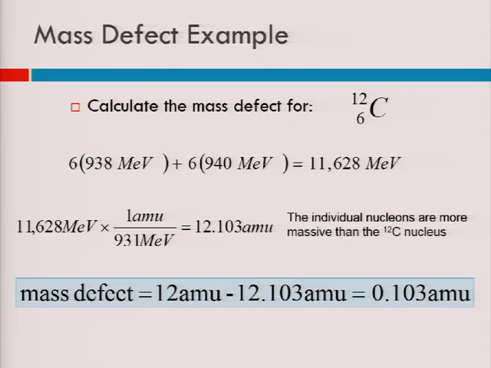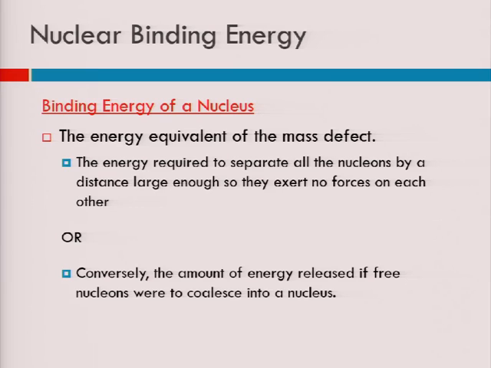Right, so if I look at those, if I multiply those out and add them together, and then I convert between, I use the 931 to 1 AMU conversion, I see that I have 12.103. But the mass of carbon-12 is 12, so the difference between that is 0.103 AMU. That's the mass defect. But I could also think of that in terms of energy. So if I converted that mass defect into energy, that's the binding energy.